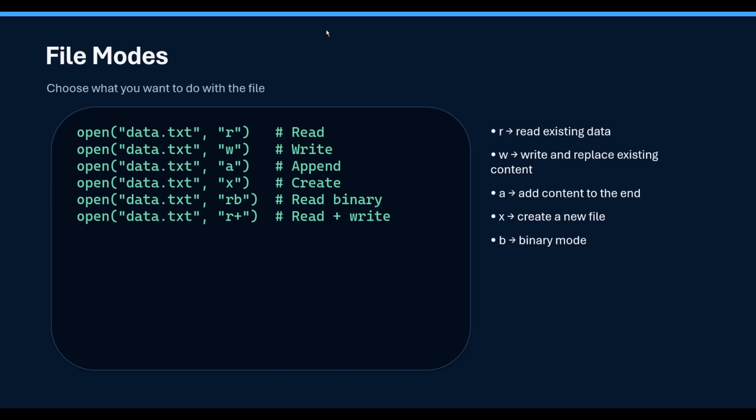We have many ways to perform operations on a file. We already saw read. We can write by using W. We can append by using A. We can create by using X. We can read binary by using RB, and R plus will do read and write. Basically these three, R, W, A, are the basic operations we can do on files. So now let's see our next slide.